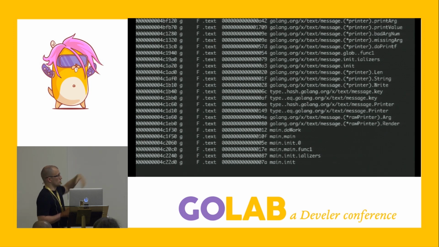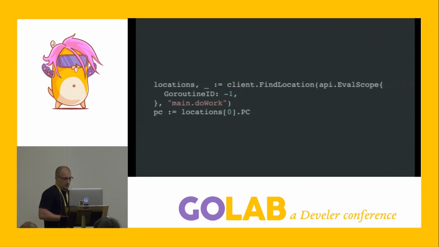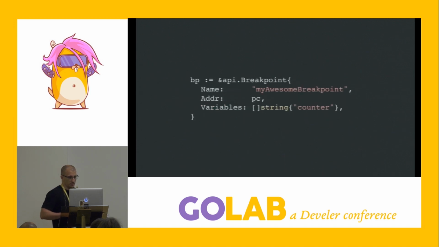That's how it is normally for normal symbols, but since main is special, there's only one main package. They just have the main prefix for main symbols. So we just use that here, main.doWork, and that'll give us back the address of where that function is located in memory. We can then create a breakpoint.